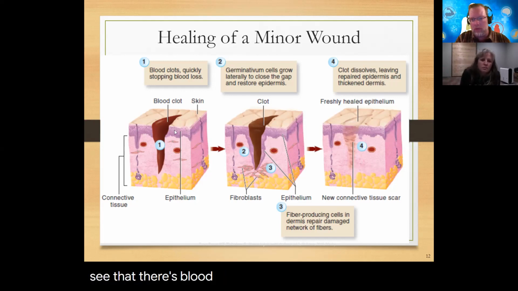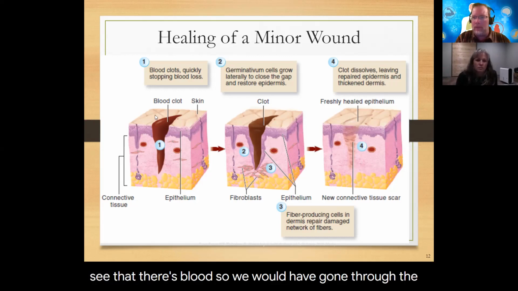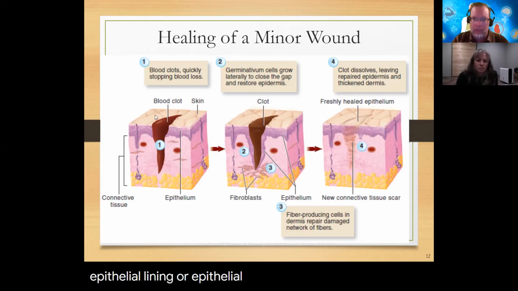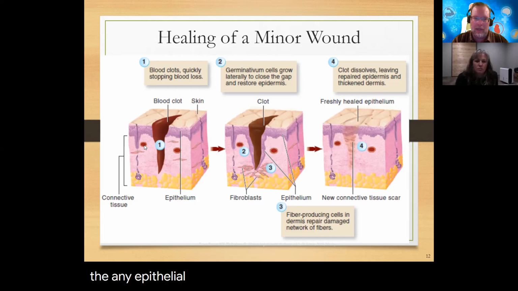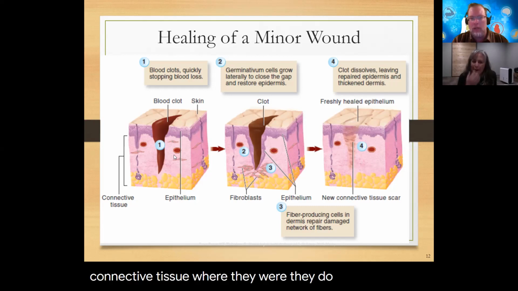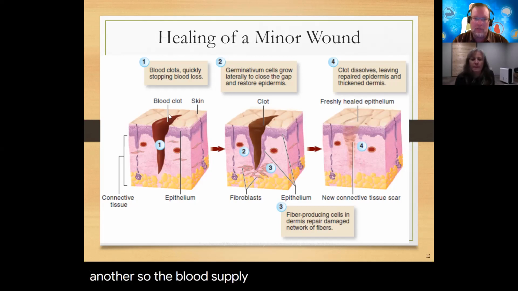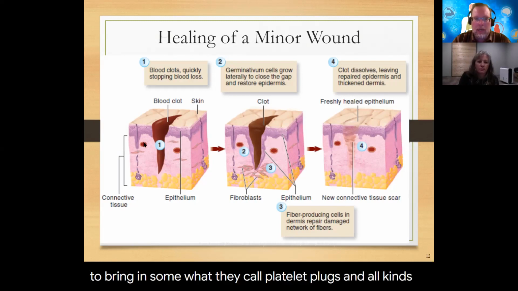So we would have gone through the epithelial lining or epithelial covering, because epithelium, we'll see in a few minutes, doesn't have vascularization. There's no blood supply to any epithelial tissue, so it does get fed from the connective tissue where they connect to one another. So the blood supply is going to be down here in the connective tissue, and as soon as a capillary, here's a capillary represented, gets breached, we have to bring in what they call platelet plugs and all kinds of good stuff to stop the bleeding.